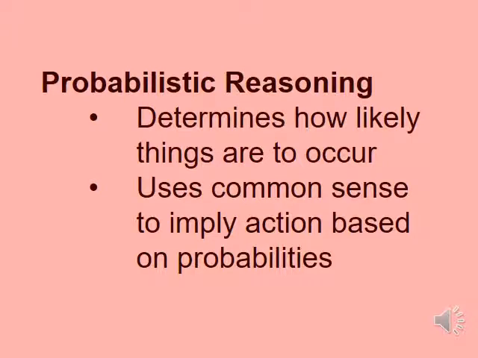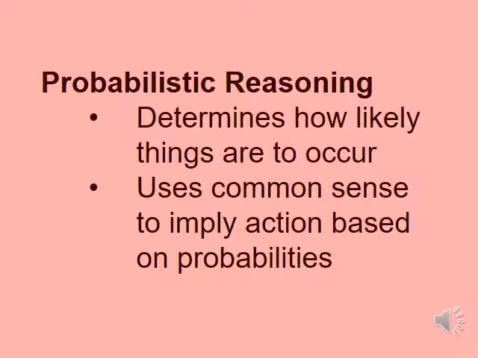And finally, we're going to look at what's called probabilistic reasoning, which of course involves probability. The idea with probabilistic reasoning is there are lots of things that cannot be absolutely certain. But what we can do is to determine how likely different things are to occur, and then use our common sense to imply our action otherwise. And this can be very simple things, like if there's a high probability of rain, you decide you're going to wear a jacket. That would be probabilistic reasoning.